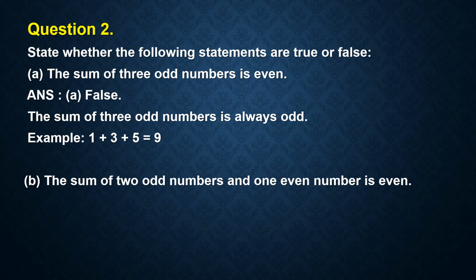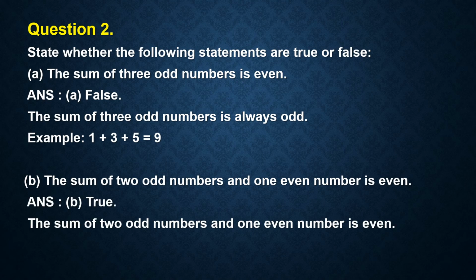Next part. The sum of two odd numbers and one even number is even. This is true. We can understand this with an example. Let's take two odd numbers, 1 and 3, and one even number, 2. Then their sum, 1 plus 3 plus 2, is equal to 6, which is an even number. So this statement is true.